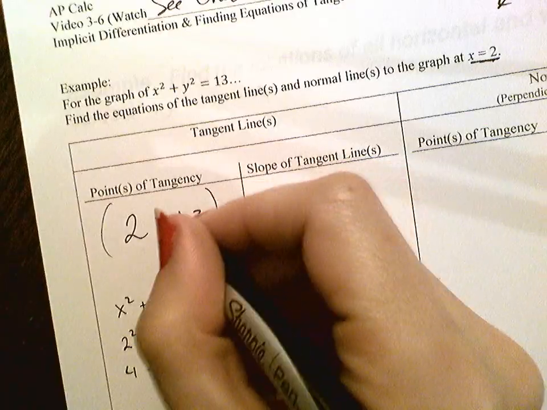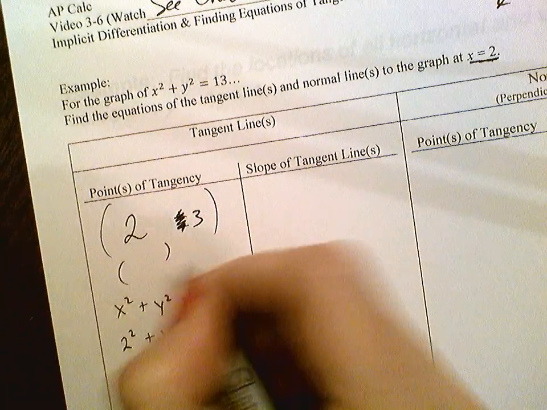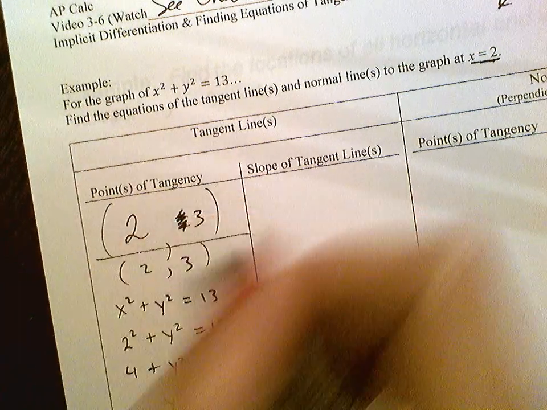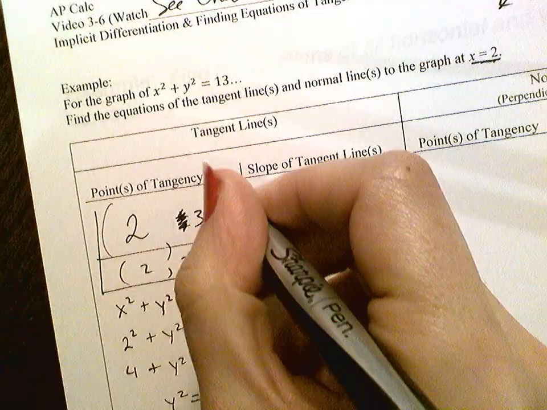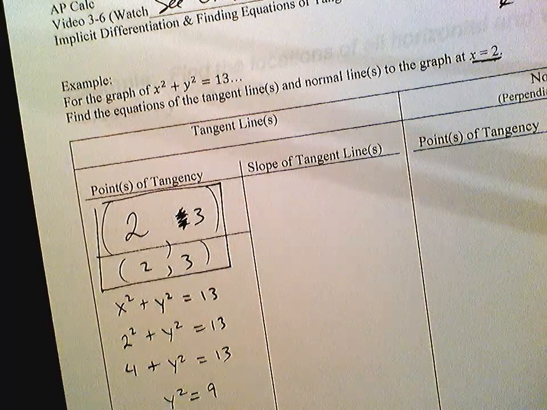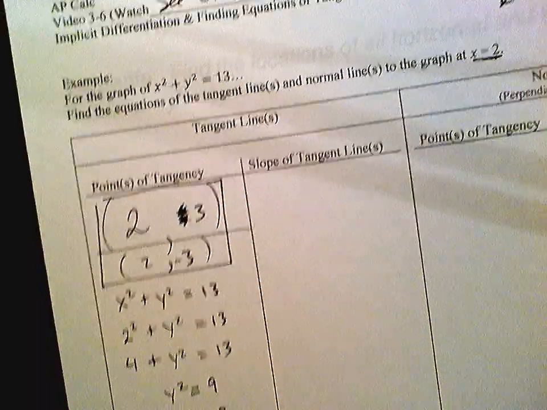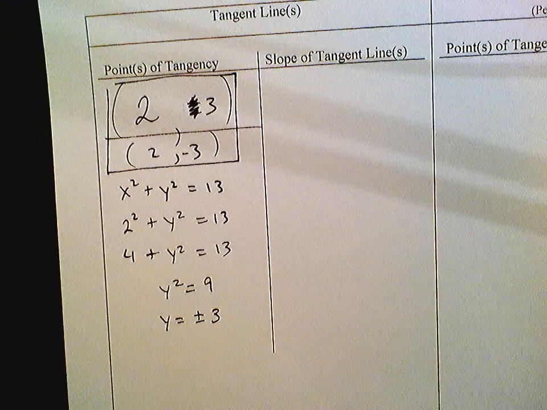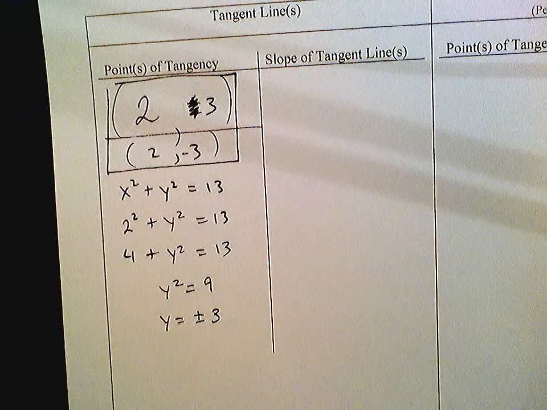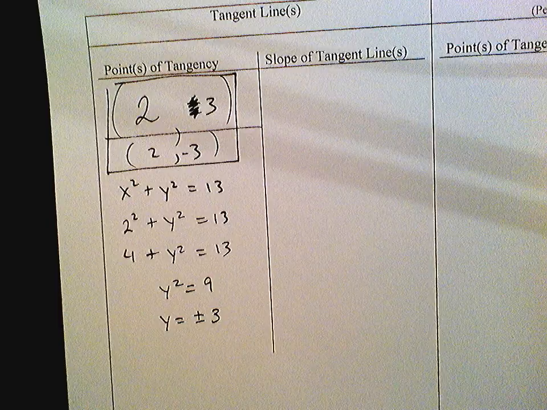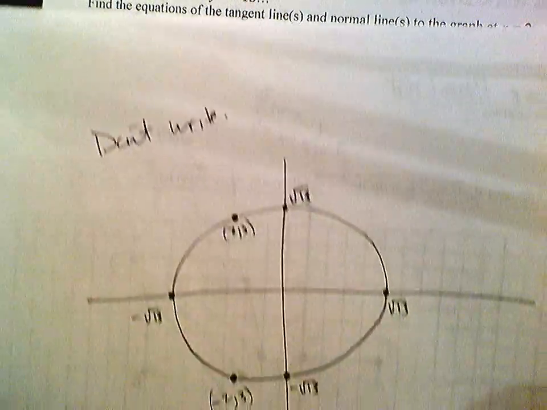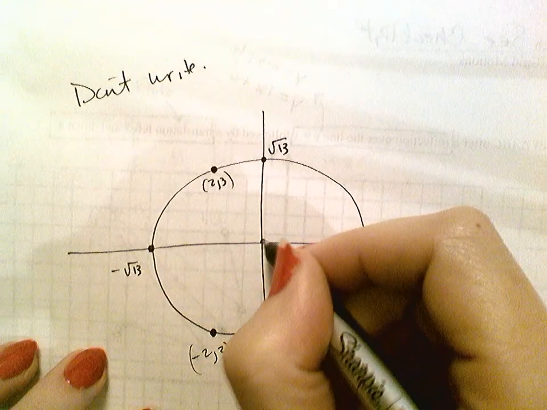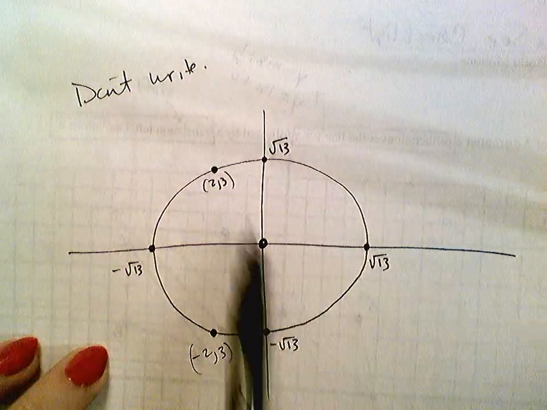Maybe I should be more professional, but I know that this is clearer. So we're going to have these 2 points of tangency. So 2 positive 3, 2 negative 3. Yeah, so there's the points of tangency. Now, let me show you a picture. All right, so this is a picture. You don't have to write this down, but this is what our circle looks like because it has center 0, 0, and the radius is radical 13.